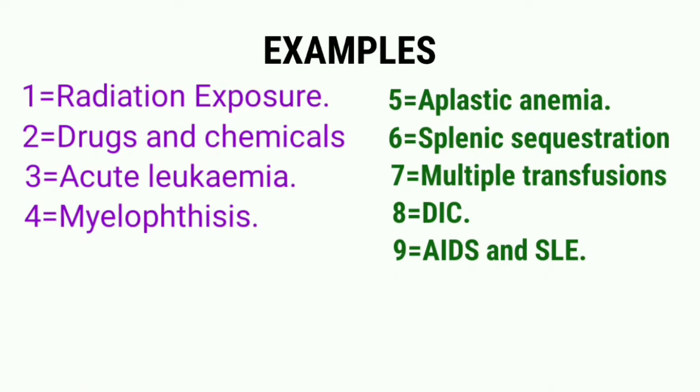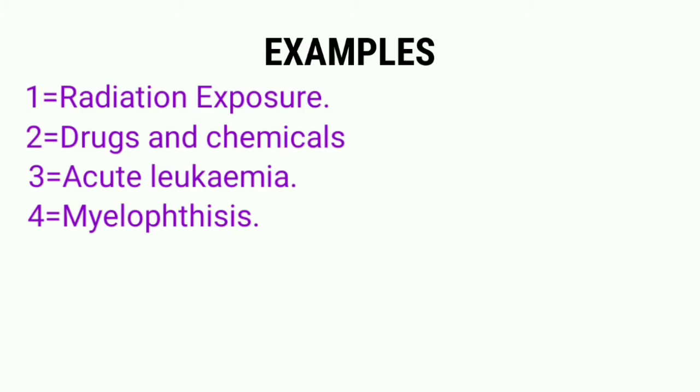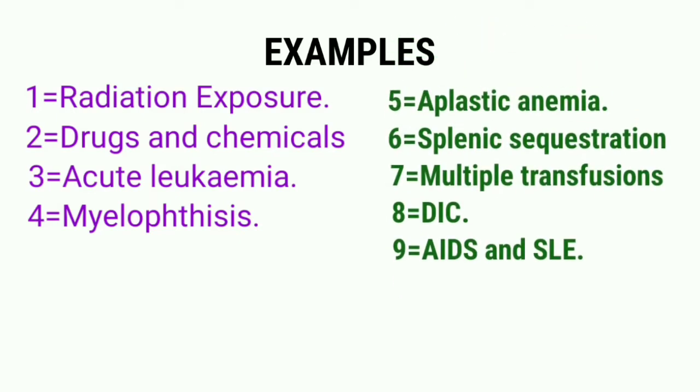It can be aplastic anemia which results from cytotoxic drugs, benzene and radiation, and also cytotoxic T cells. Splenic sequestration also causes thrombocytopenia, where the platelets are removed from the circulation by the spleen. It can also be caused by multiple blood transfusions, where there is a dilutional effect of the transfusion on the platelet count. Disseminated intravascular coagulation is another very important reason for thrombocytopenia, because it consumes the platelets. And there are certain systemic conditions which can also cause thrombocytopenia, like AIDS and SLE.